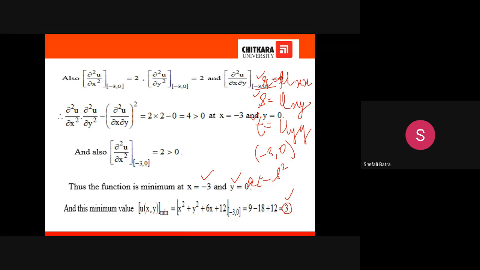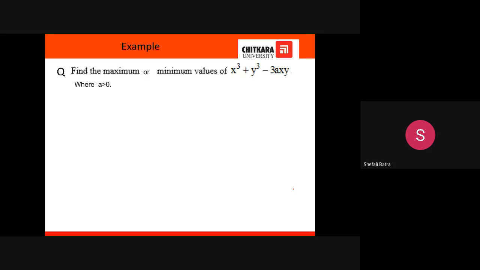Easy. First, you need to find out the critical point. You will find the critical point using the first order derivative, that means ux = 0, uy = 0. And then you need to find out the second order derivative, r, s, t, and accordingly check their sign. And then you can tell whether the function is maximum or minimum. Right? Let us have one more example. Find the maximum or minimum value of x cube plus y cube minus 3axy, where a is greater than 0.